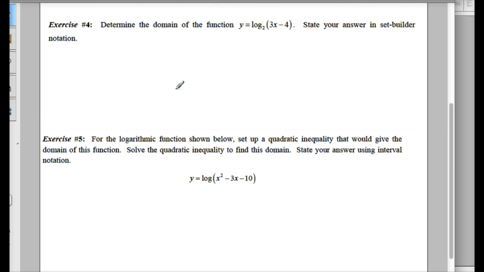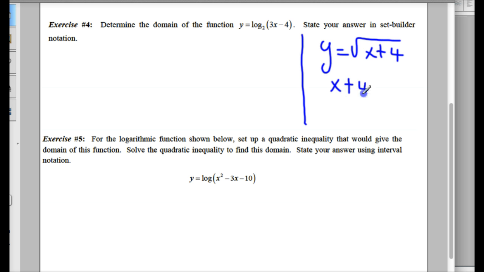It says, determine the domain of a function y is equal to log of base 2 of 3x minus 4. State your answer in set builder notation. So remember, on a side note, when we found the domain of a function of the square root of x plus 4, you would take everything under your radical and make it greater than or equal to 0, and then you would solve.